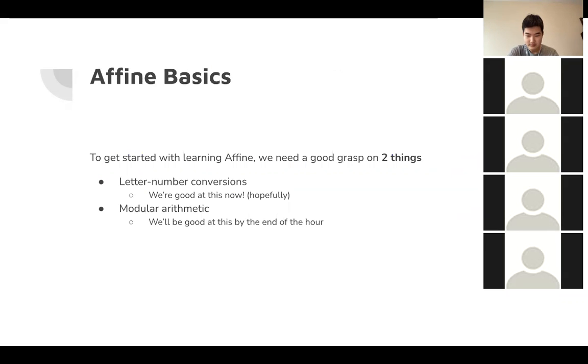Okay, so before we get into the actual encoding and decoding of Affine, there's two basic things we need to build off of. So there's letter number conversions, which I put we're good at this now, hopefully. We don't have to be that great at it yet. We're still going to be working on this throughout the class, right? So as long as we choose those anchor points in our head and we can count from there, then we'll be fine.